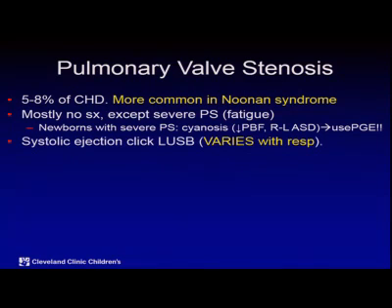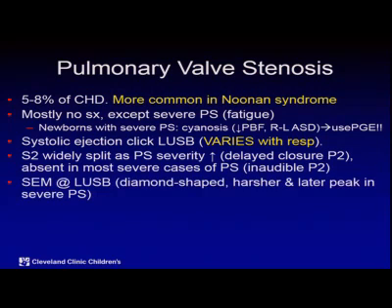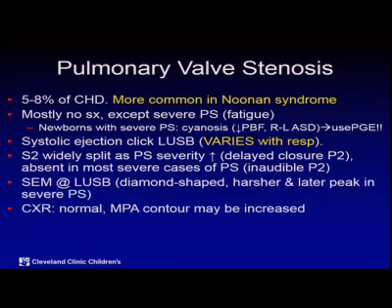Pulmonary valve stenosis will produce a systolic ejection click at the left upper sternal border that varies with respiration, as opposed to aortic valve stenosis, which does not vary with respiration. So, systolic click that varies with respiration. Again, S2 can be widely split as pulmonary stenosis becomes more severe. Why? Because the pulmonary valve is very thick and sluggish to move, so it will be sluggish to close, so we'll also have delayed closure of P2. P2 is absent in the most severe cases of pulmonary stenosis because you will not have an audible P2. There is a systolic ejection murmur at the left upper sternal border.